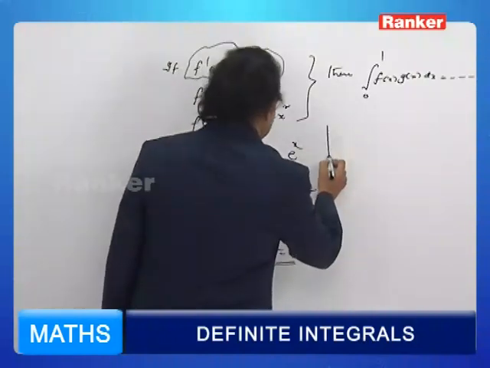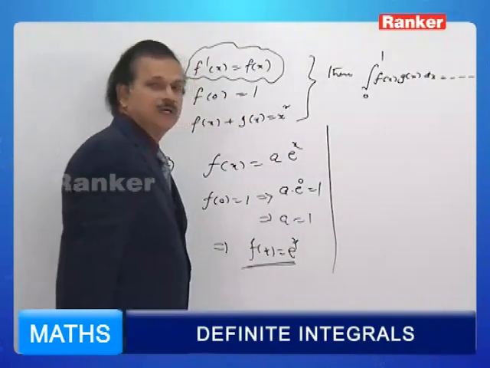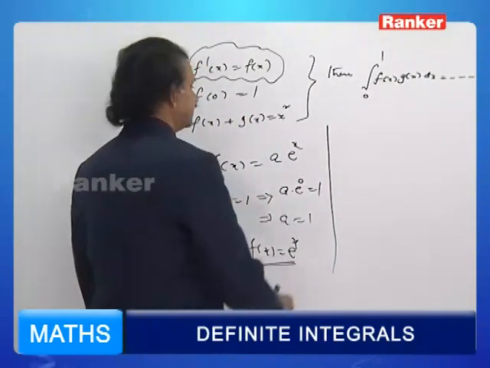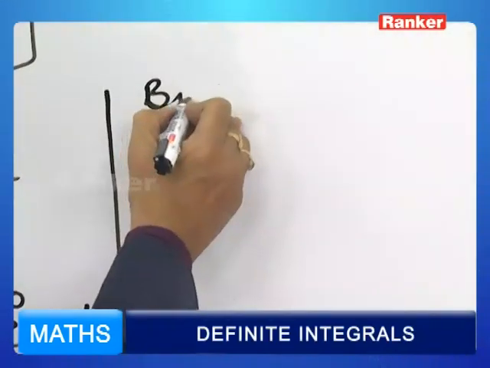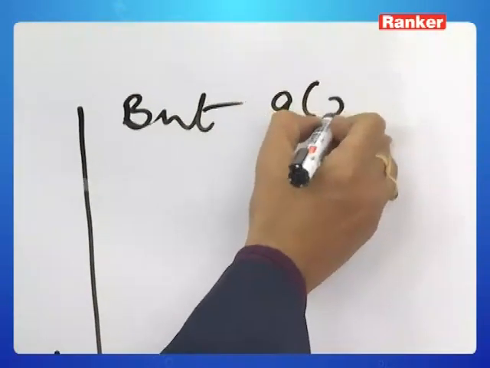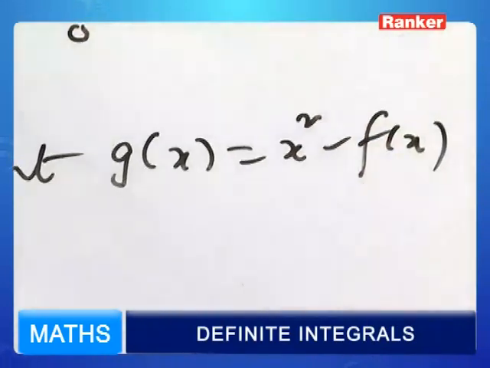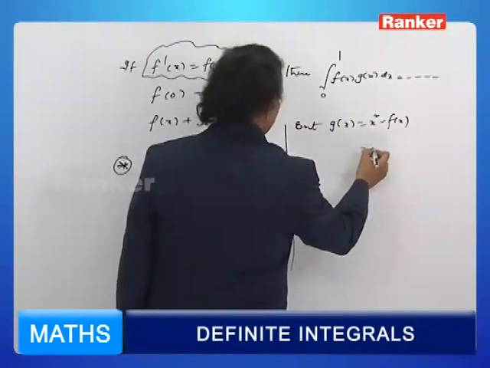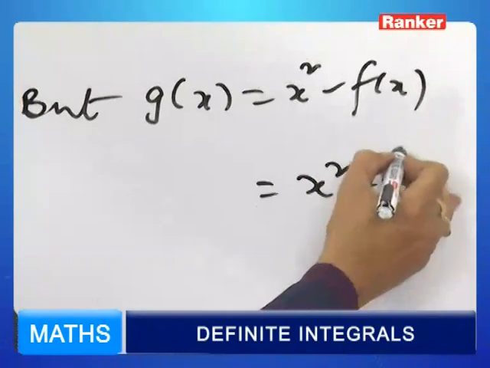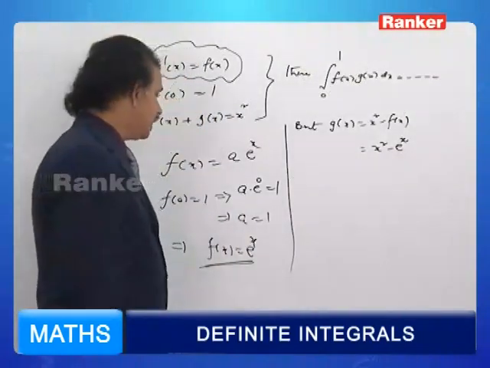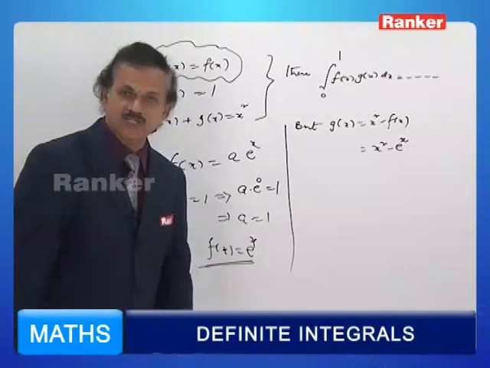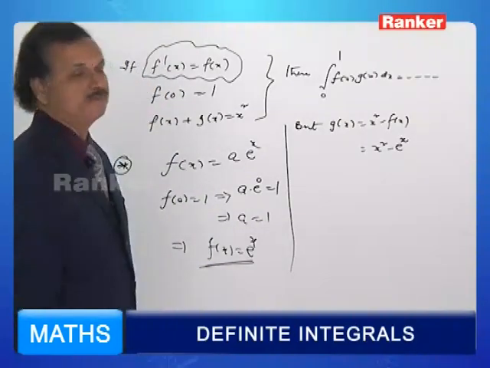Well, friend, let us now think of g of x. What is g of x? G of x is equal to x square minus f of x. So it is x square minus e power x. Because f of x is e power x, what is g of x? X square minus e power x.